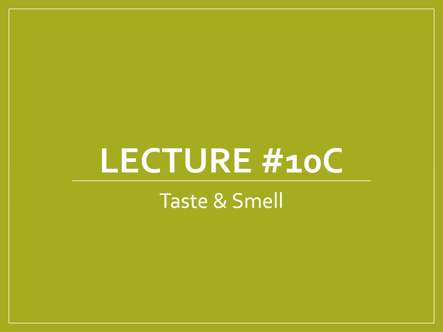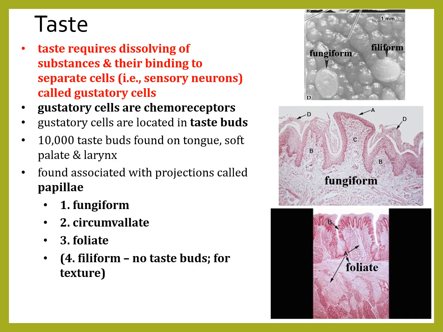Mini lecture 10C is going to deal with the special senses known as taste and smell. Taste requires the dissolving of substances and their binding to sensory cells. When you read textbooks, these sensory neurons are given the name gustatory cells because the physiological term for taste is gustation.